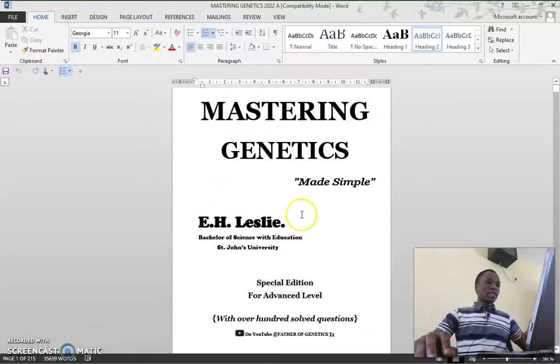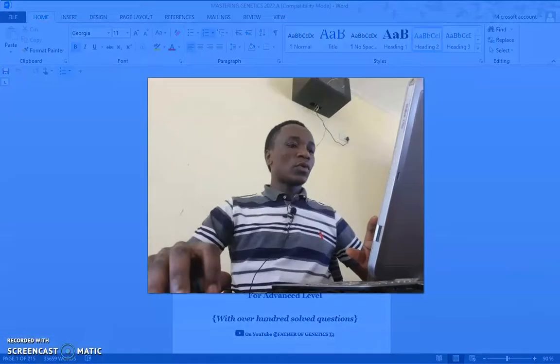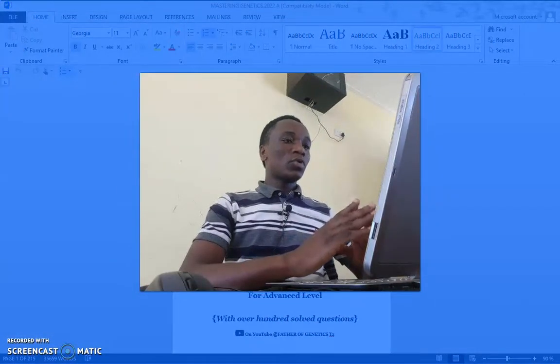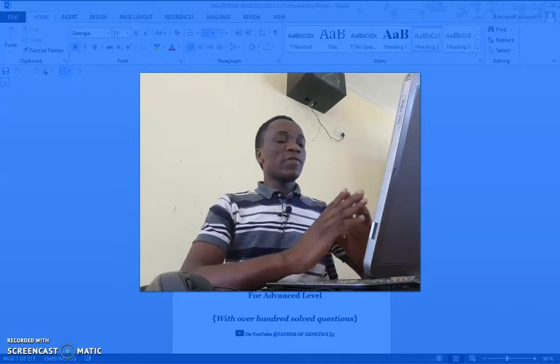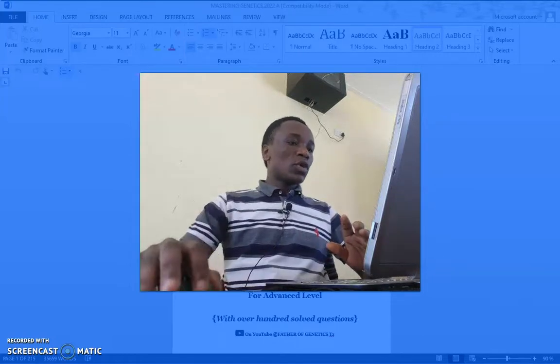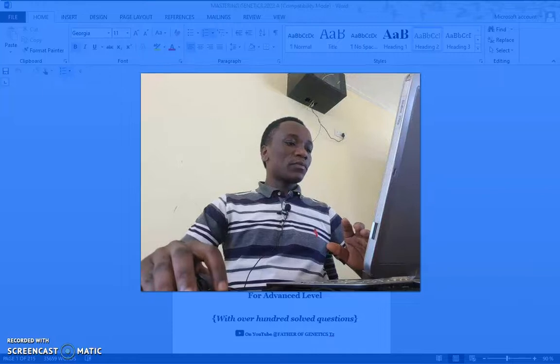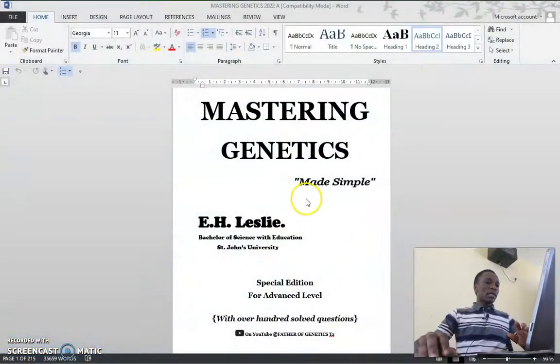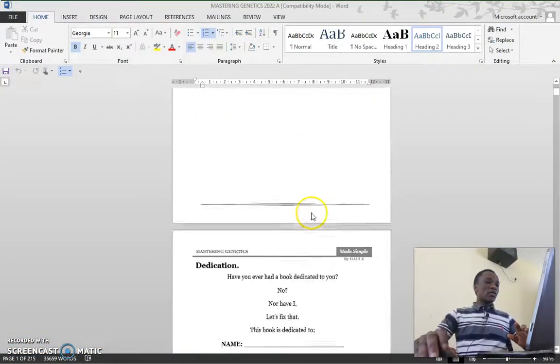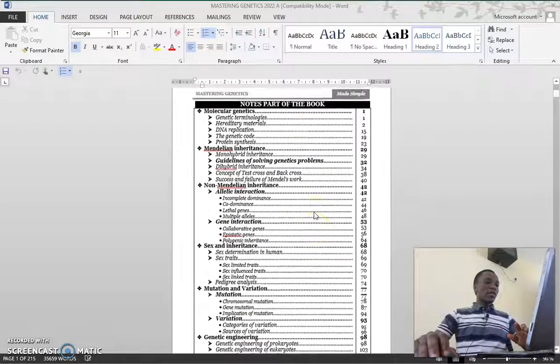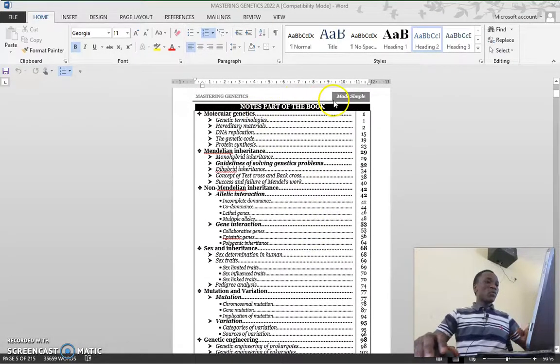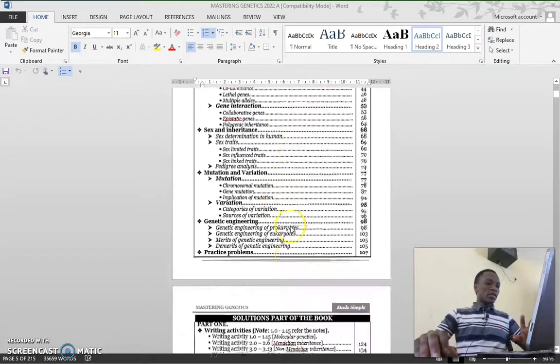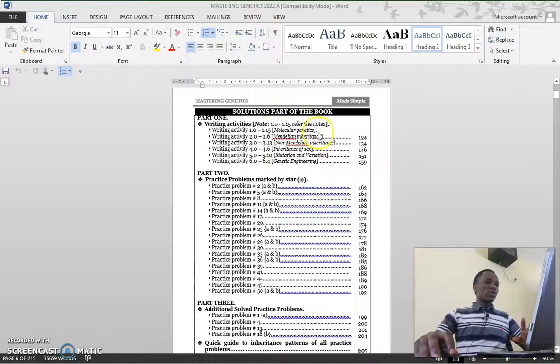So let's go to genetics. Let us see Mastering Genetics. I want to pass through the key areas of the book to show all the important things you will find if you have this book. The first thing is the organization of the book. As I've said, this book has two parts. In the table of contents, we have the notes part of the book, which has all these contents, and then we have the solution part of the book.